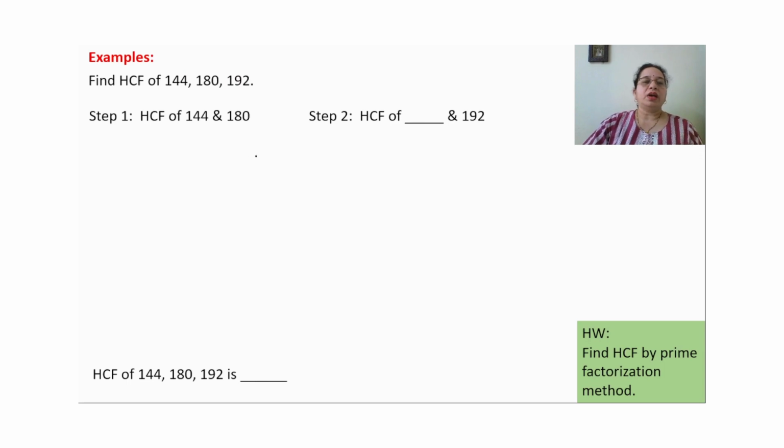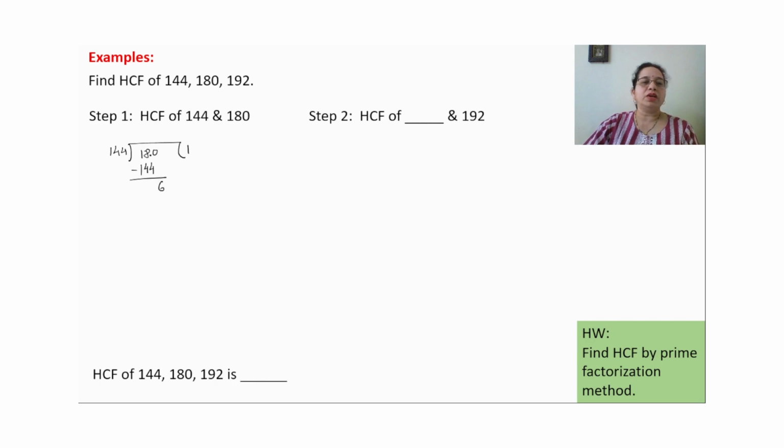Now continue with our example. Take again the bigger numbers, find the HCF of 144, 180, 192. So again I have taken two numbers in one step, step 1: 144 and 180. 144 is the smaller number, so take it as the divisor and then write down 180. Definitely we can divide by 1, so 180 minus 144. 10 minus 4 will give you 6.